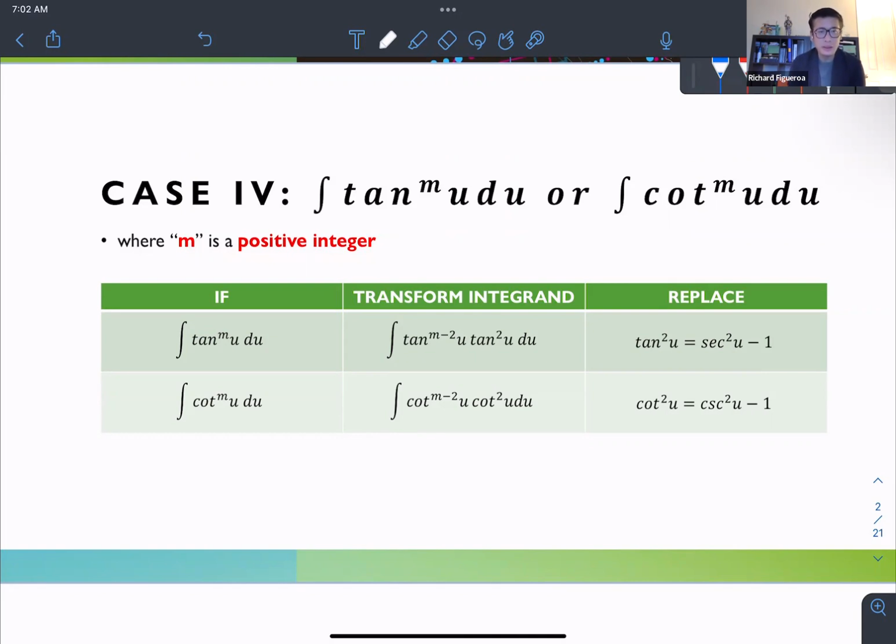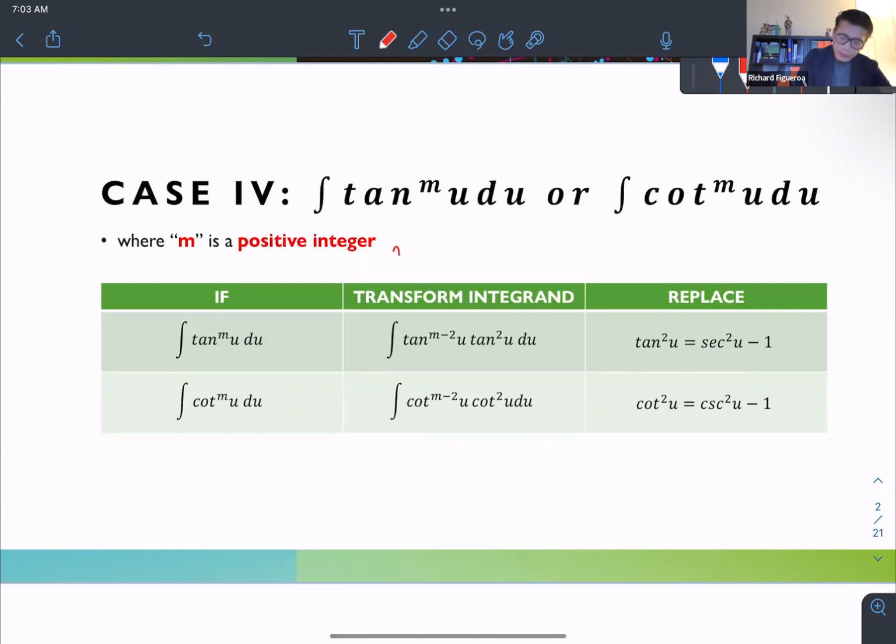In this case, that is the integral of tangent u raised to m du, then the other one is cotangent u raised to m du. As long as the exponent is positive, whether odd or even, this would be the transformation that we're going to do. We subtract 2 from m, and we retain the tangent squared.